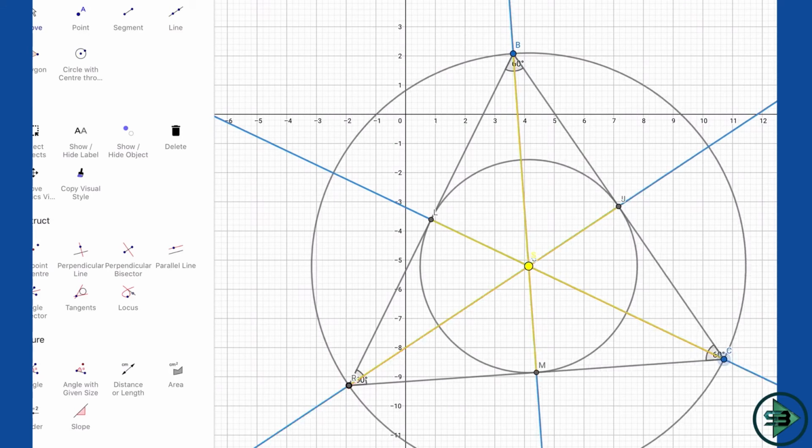That's how it will go. 60, 60, 60, all three are the same. So that is what you have to understand about the equilateral triangle: the centroid is equal to the incenter is equal to the circumcenter.